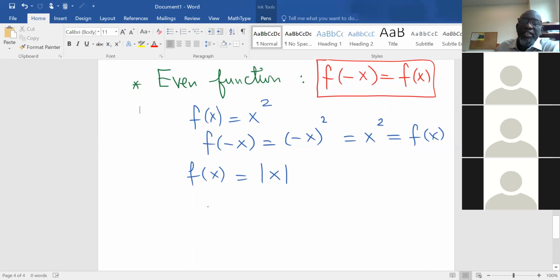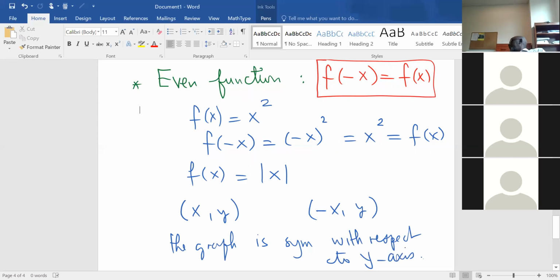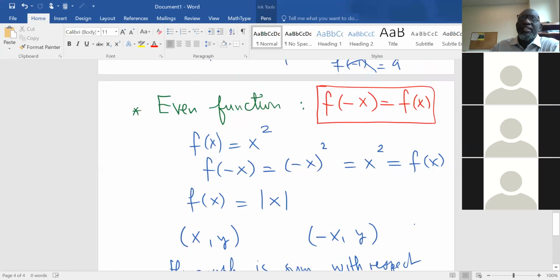What we say here is that x has y, and negative x also has the same y. These two have the same y. So when you have an even function, the graph will be symmetric with respect to the y-axis. The graph will be symmetric with respect to the y-axis. That is an even function.